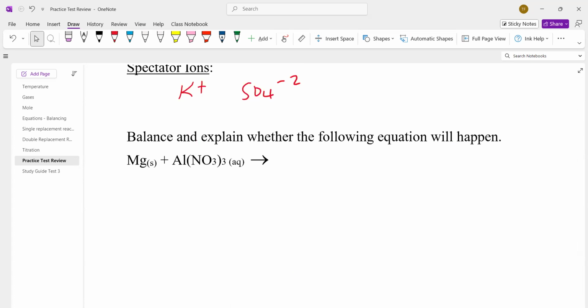Okay, so let's write the possible equation here. So we're going to, the magnesium is going to be oxidized if this reaction goes. And if we look on our common ion chart, that's 2 plus 2. It's going to be balanced by the nitrate, -1 apiece. Plus aluminum, metal or solid. So is that going to happen? So the question is, is the magnesium above the aluminum?